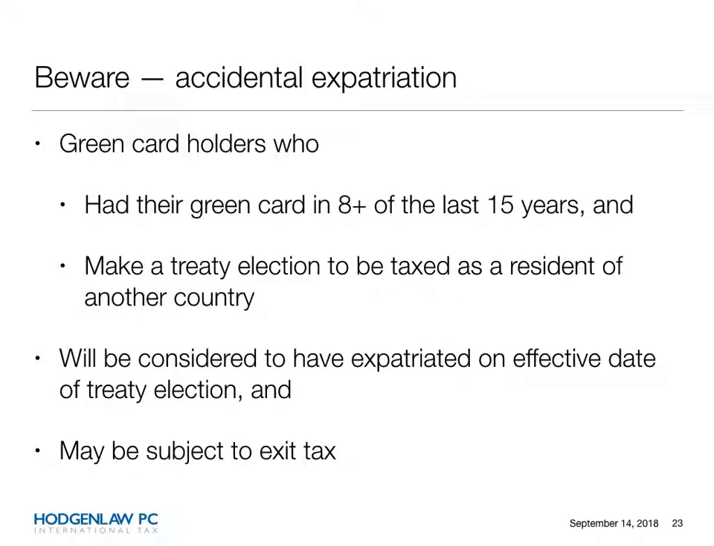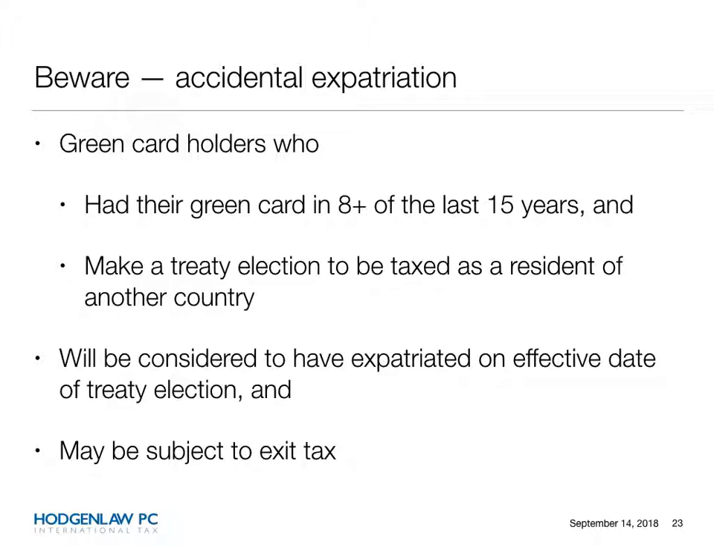There is also the risk of accidental expatriation for green card holders who had their green card in at least 8 years of the last 15 years and choose to do the treaty election. Upon making the election, the US government will see that as an expatriation event as of the date of the treaty election. This may also lead to exit tax if certain conditions are met.